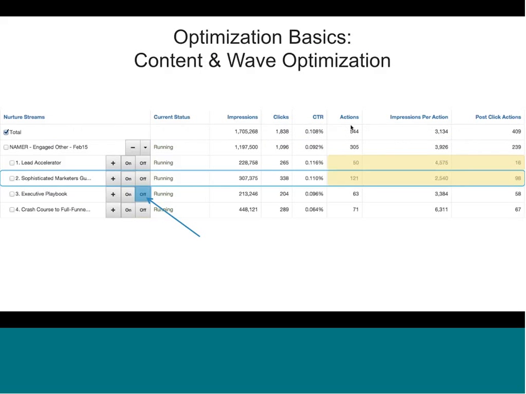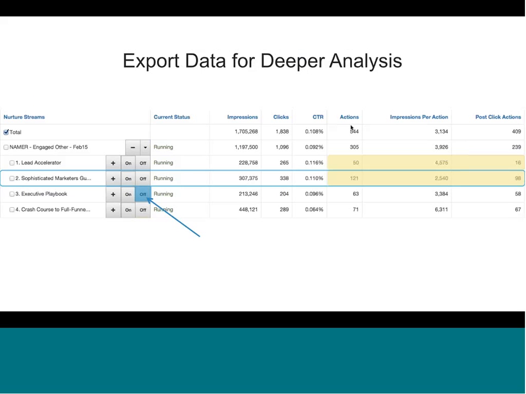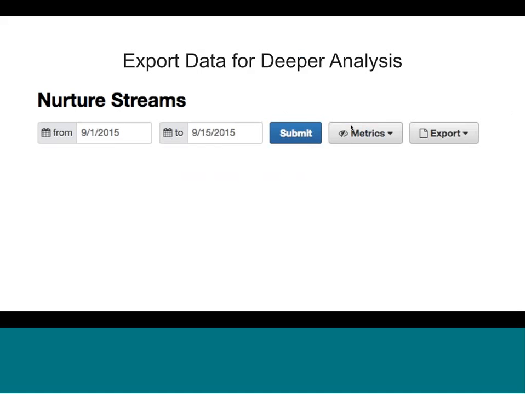So you can look at the impressions per action in this report. Sometimes you might just have a lot of data in there, and it might be hard for you to figure out what are the biggest contributors to performance. So just want to point out that there's another tool you can use. We do allow you to export the data from your entire program to do a bit of deeper analysis. That's at the top of the nurture streams report, and you just click this export button and select whether you want a summary of an entire date range or whether you want to export by day so you can see changes over time.